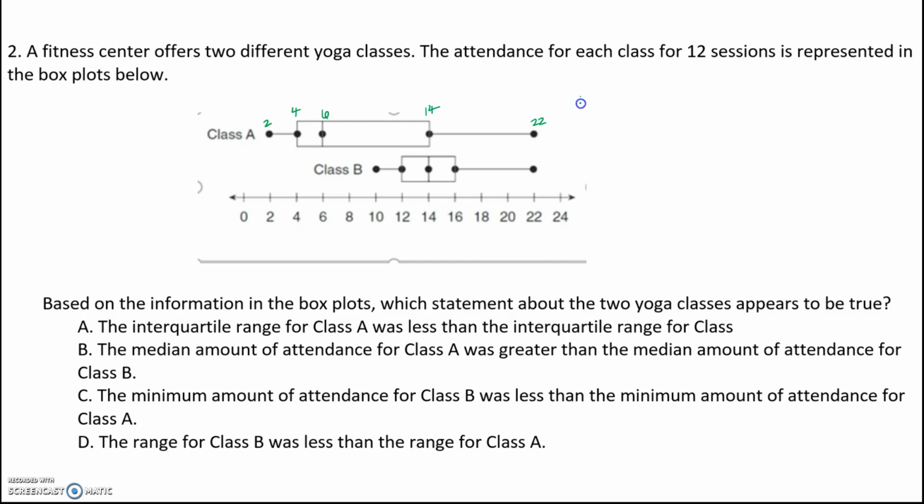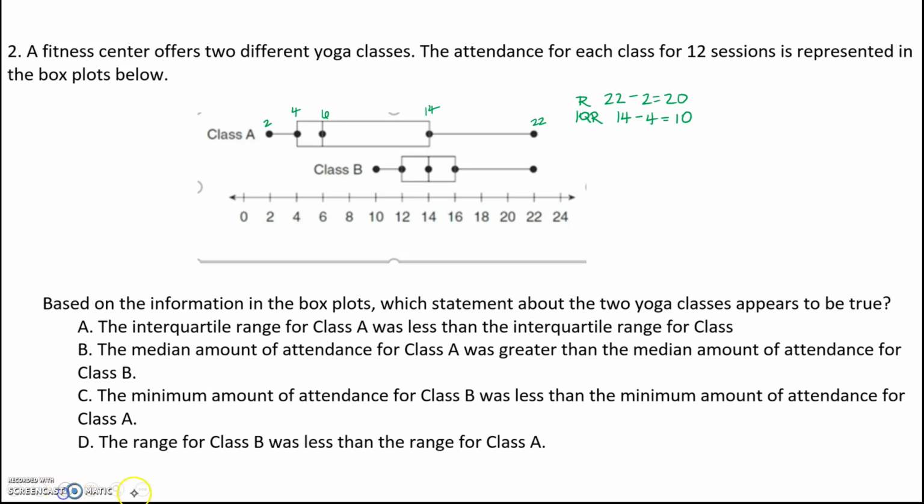And then there's just 2 calculations you need, your range and your interquartile range. So again, just like a dot plot, your range is your largest number, your maximum, 22, minus your minimum, the smallest number, 2, which is 20. And then your interquartile range is your box. So your third quartile, the right side of the box, 14, minus your first quartile, the left side of the box, 4, is 10.